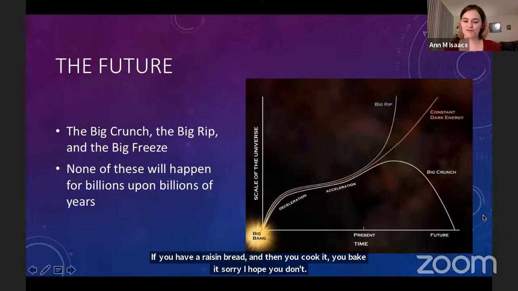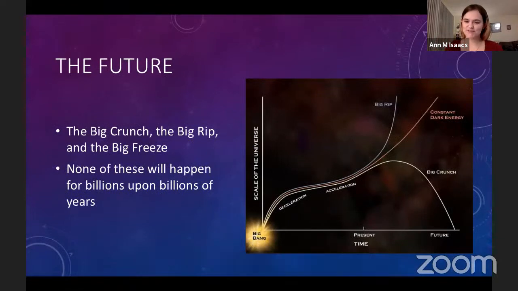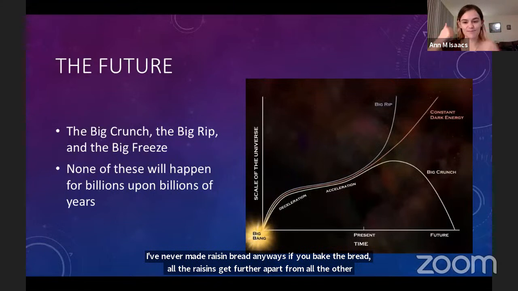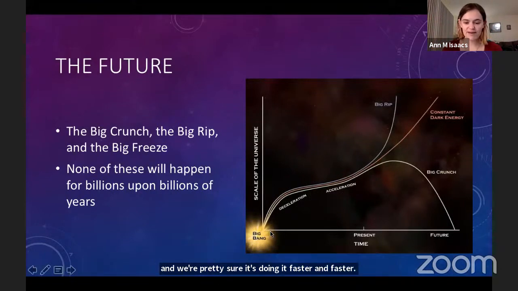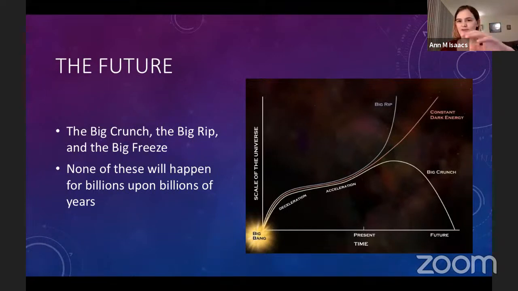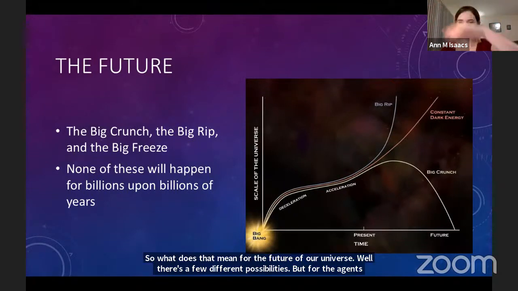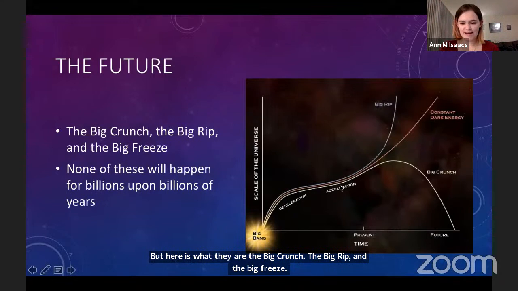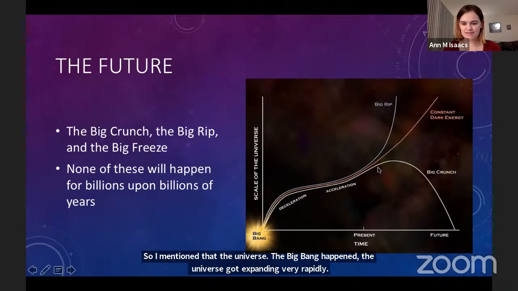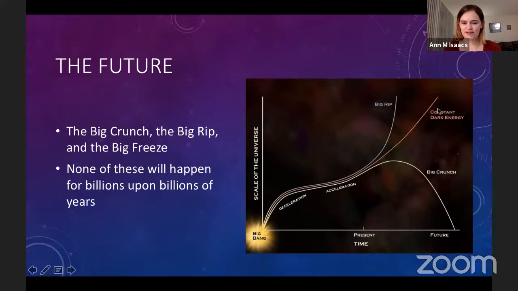So what does that mean for the future of our universe? Well, there's a few different possibilities, but for the anxious of you, none of these will happen for billions upon billions of years. But here's what they are: the Big Crunch, the Big Rip, and the Big Freeze. So I mentioned that the Big Bang happened, the universe expanded very rapidly, and then it slowed down for a little while because there was a lot of gravity and all the stuff was being pulled together. And then it started speeding up again, and we don't necessarily know what's going to happen next. It might decelerate again, it might accelerate again, or it might kind of keep accelerating at the same rate.